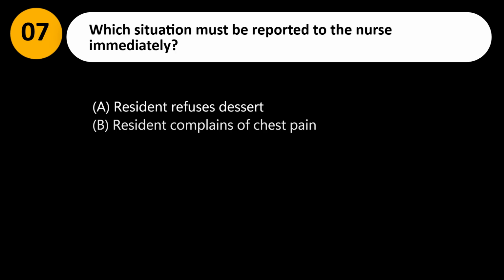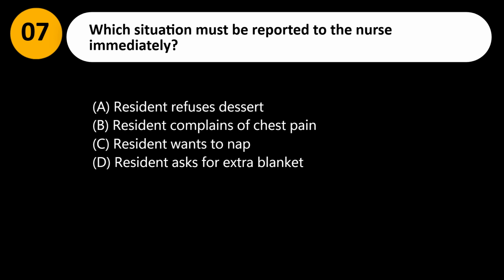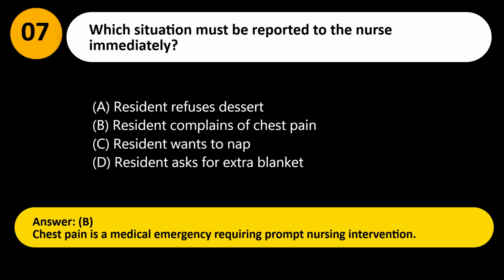Which situation must be reported to the nurse immediately? A. Resident refuses dessert. B. Resident complains of chest pain. C. Resident wants to nap. D. Resident asks for extra blanket. Answer: B. Chest pain is a medical emergency requiring prompt nursing intervention.